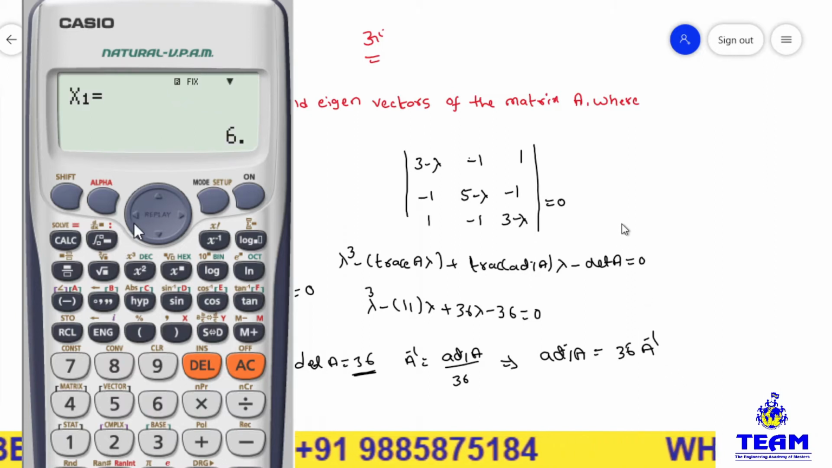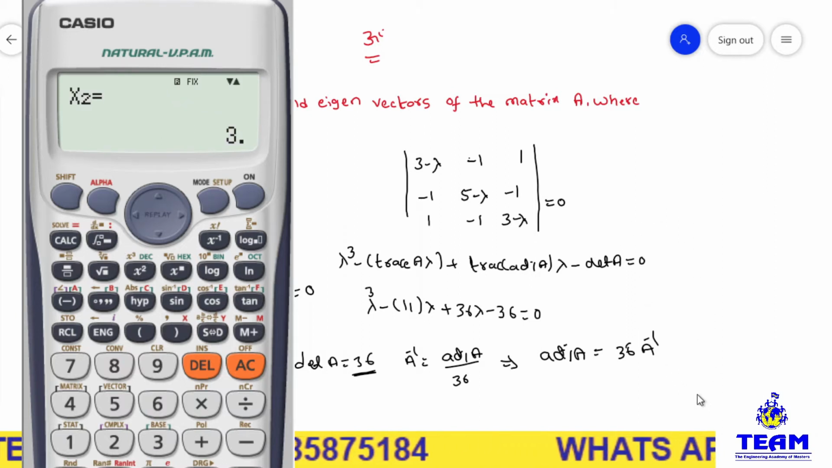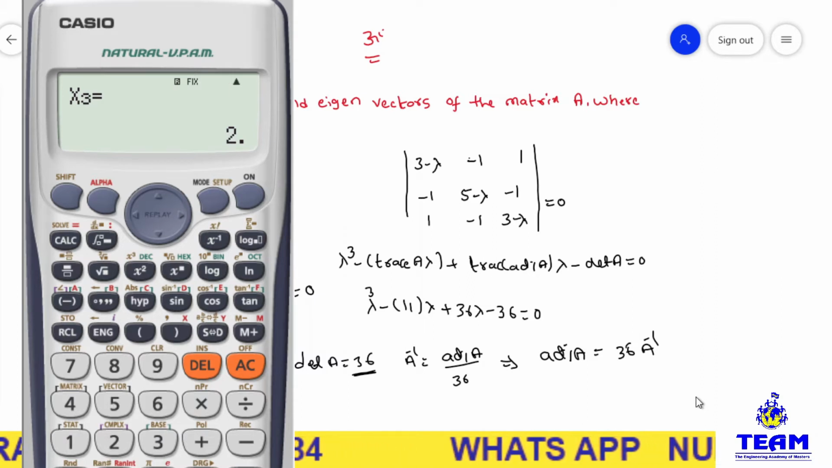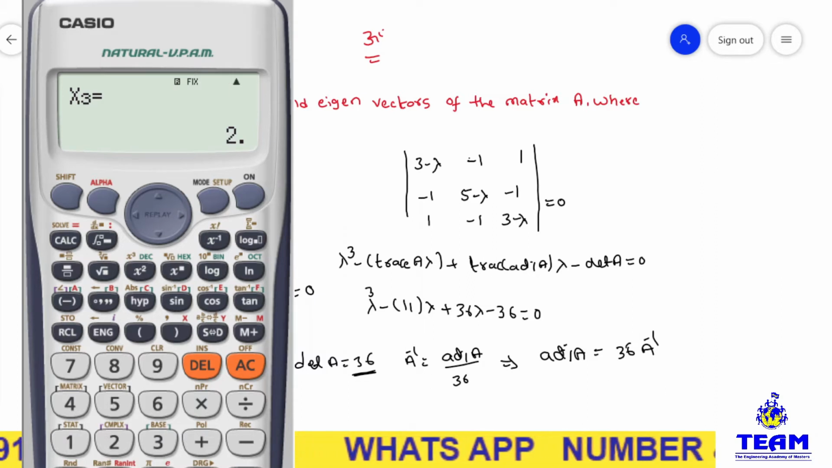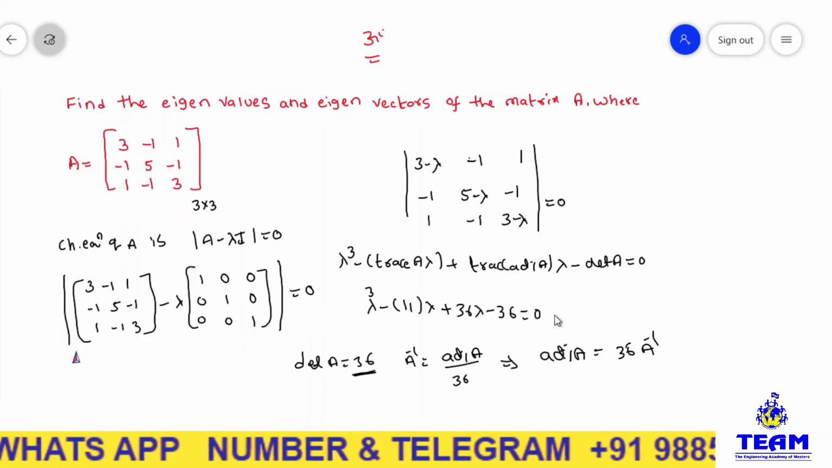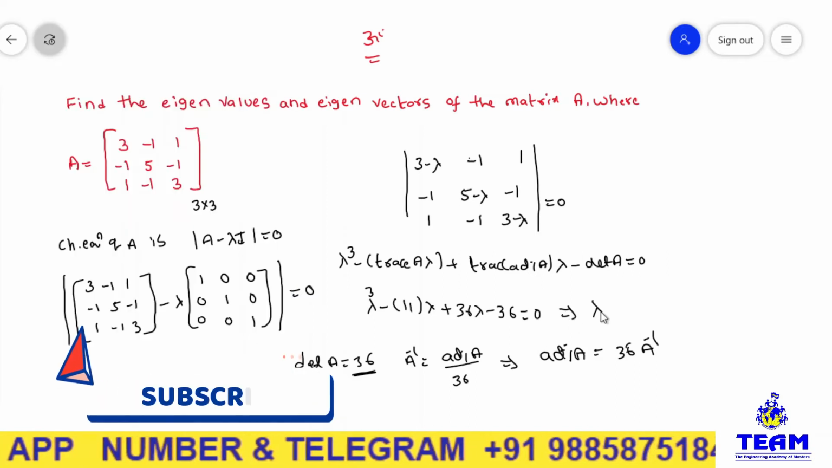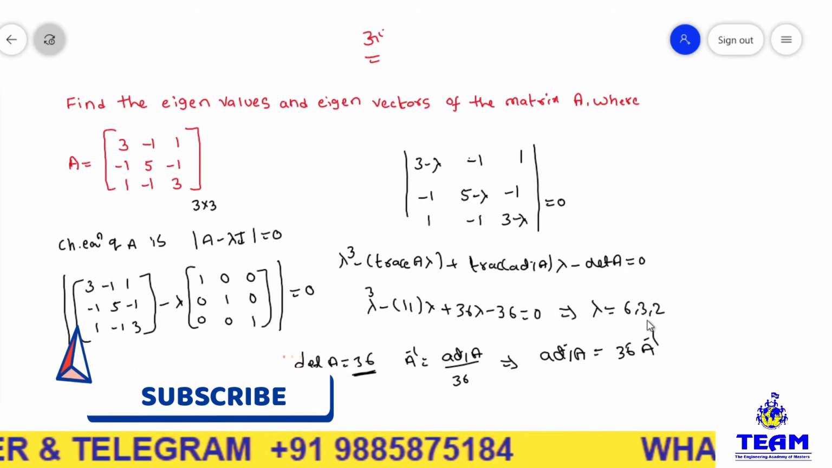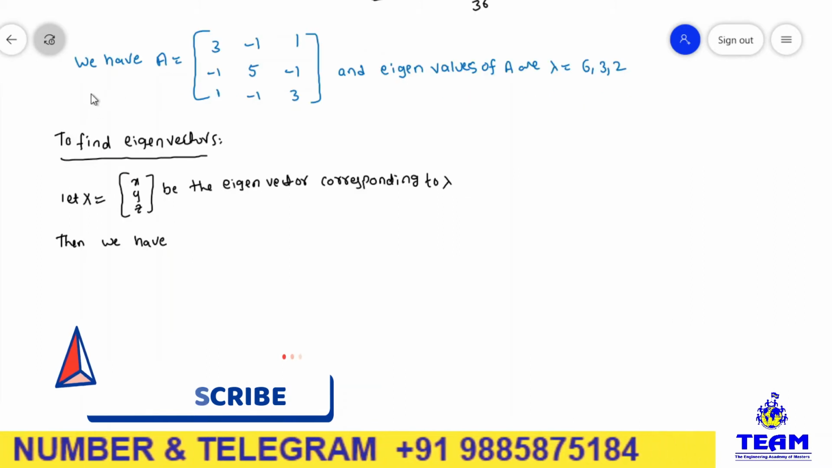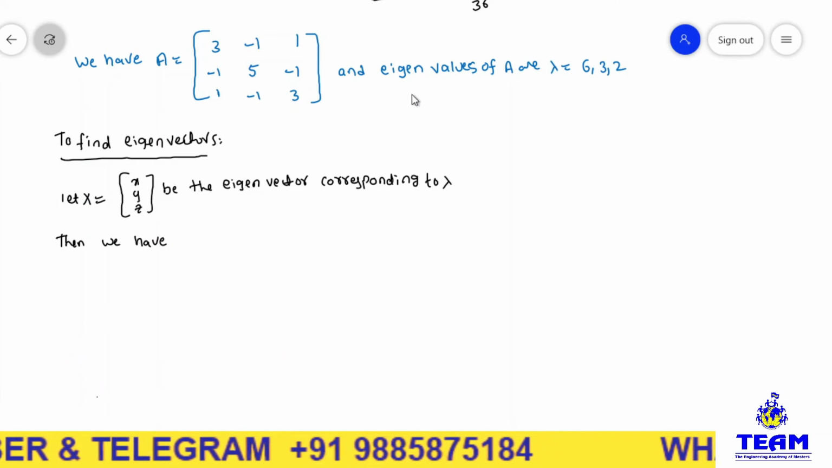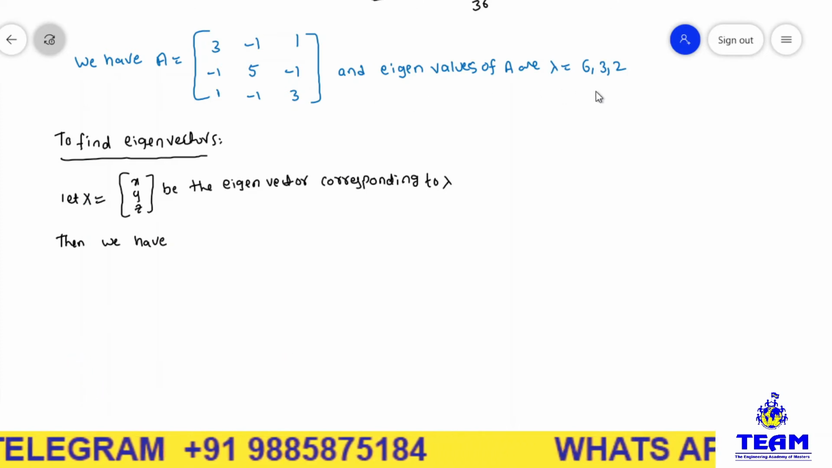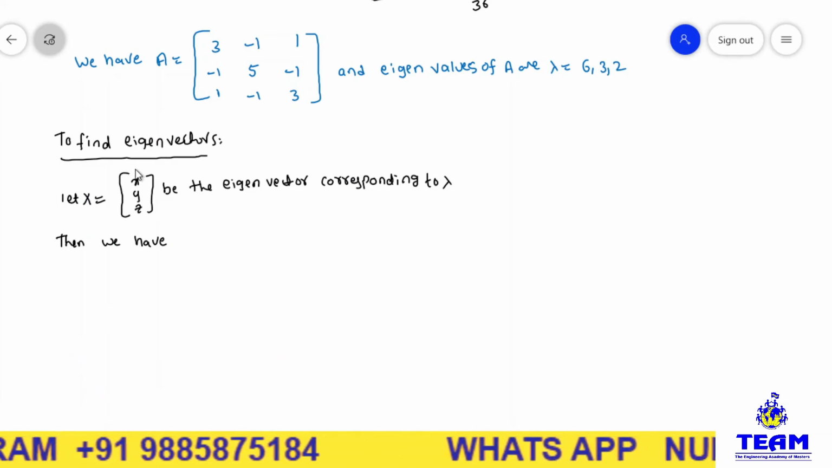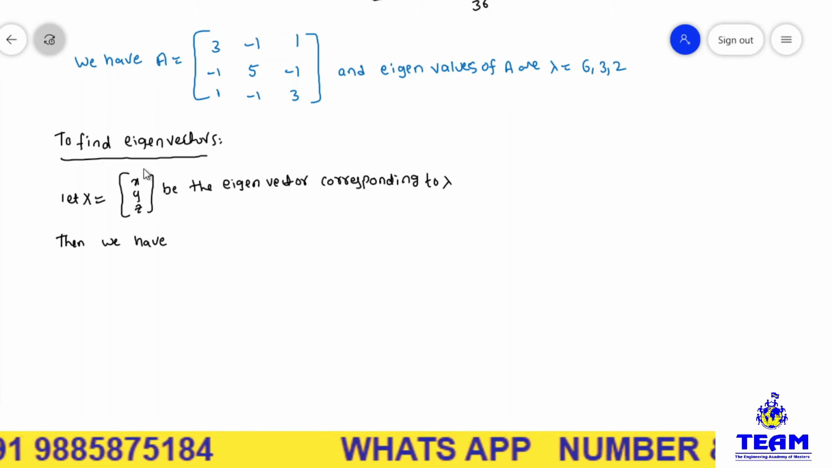Now we are getting x1 is equal to 6, x2 is equal to 3, and x3 is equal to 2. So here you have 6, 3, 2, which implies the eigenvalues of the given matrix A are 6, 3, 2. Okay friends, here I have written the given matrix A and the corresponding eigenvalues. Now we are finding the eigenvectors corresponding to each eigenvalue.